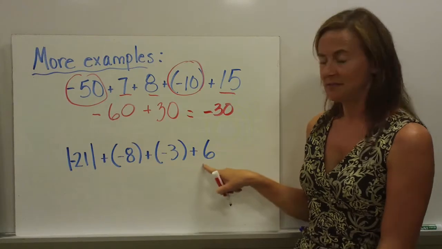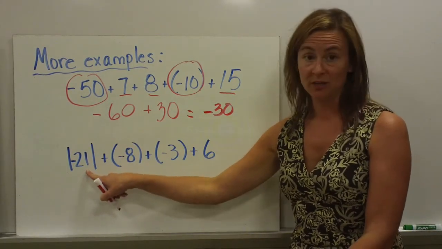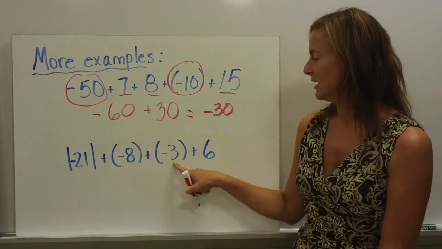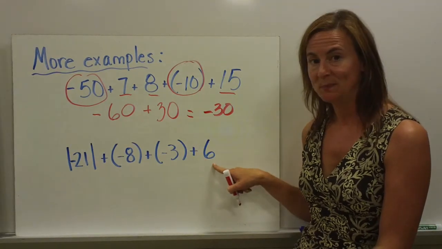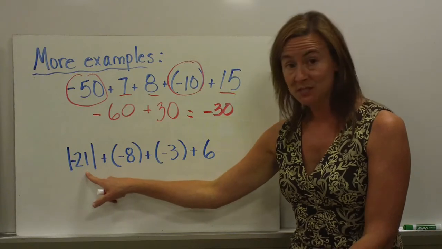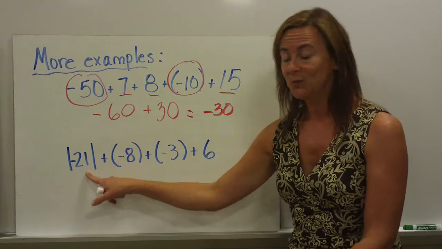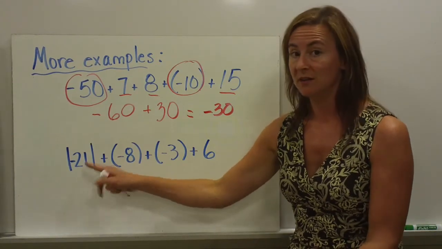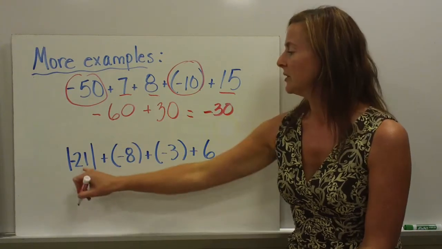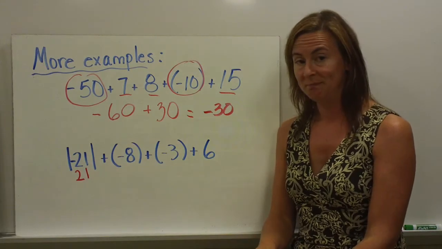In this example, I have something a little different I threw in there. Here we have the absolute value of -21 and a -8 and a -3 and 6. The very first thing you want to do is figure out what the absolute value of -21 equals. And we know that absolute value, we just take the number and ignore the signs, because absolute value tells us how many spaces away a number is. So in this case, I'm going to be left with positive 21.